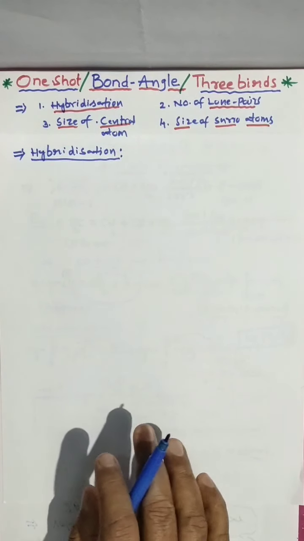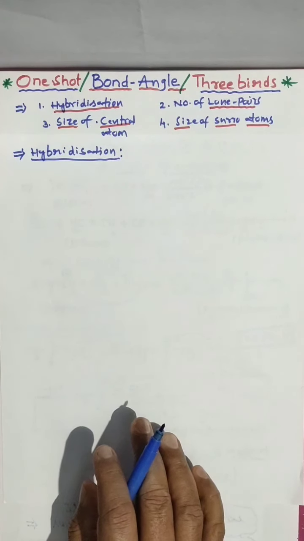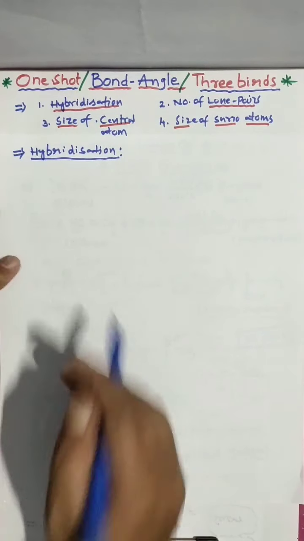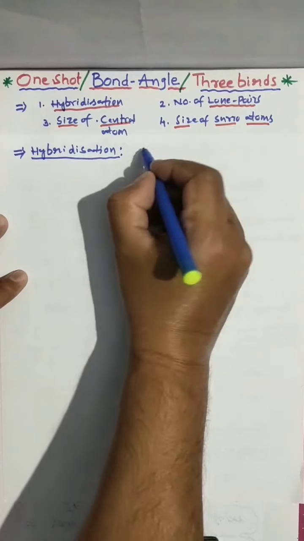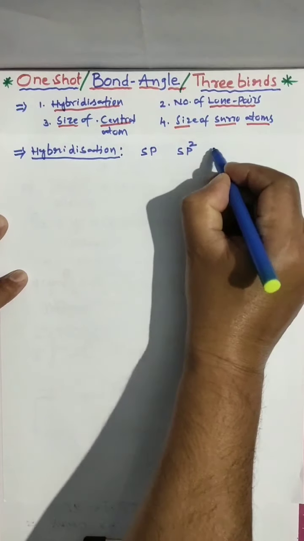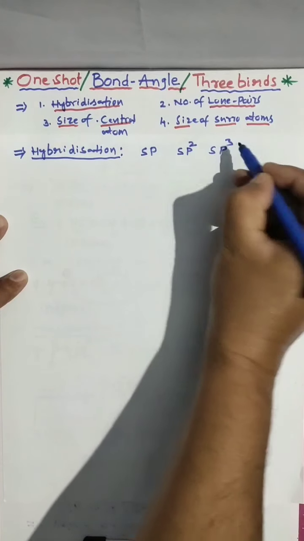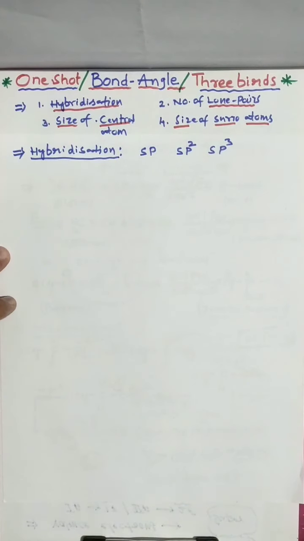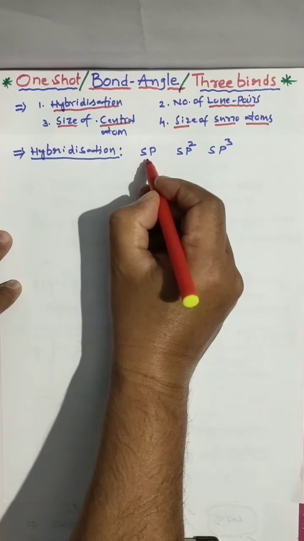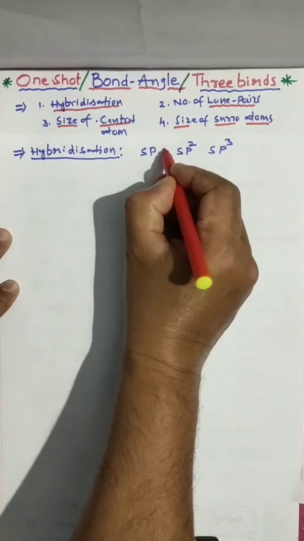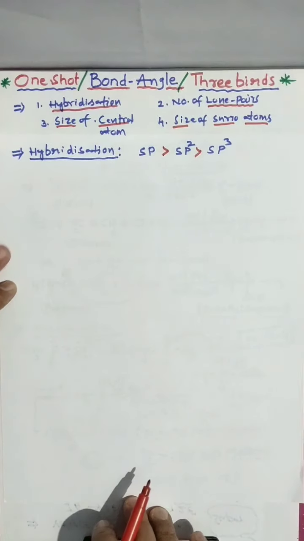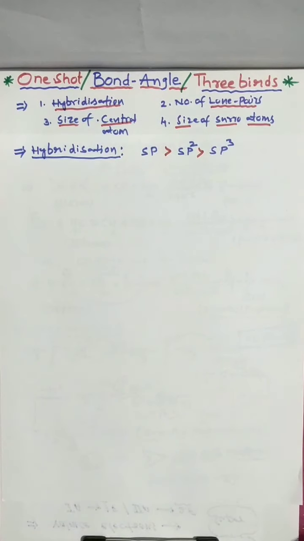If anybody doesn't know how to calculate hybridization, I will give the link in the description box. Go and watch that video, then you will get it. Here also I am explaining. You know sp, sp2, sp3. So these three types of hybridization only we get in bond angle. An sp hybridized molecule has a larger bond angle than sp2, than sp3. This is the order you have to remember.